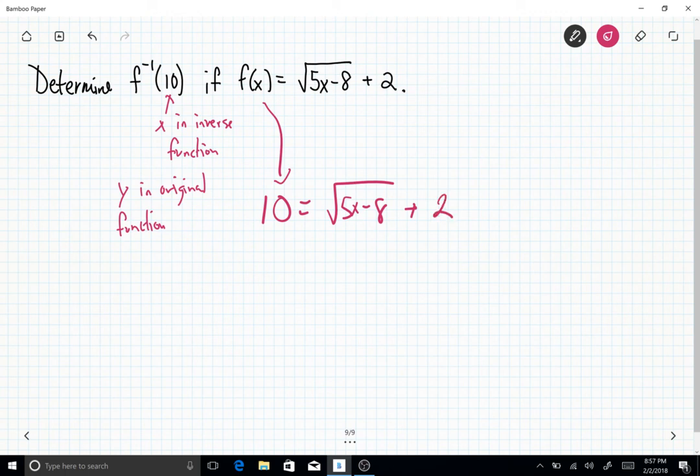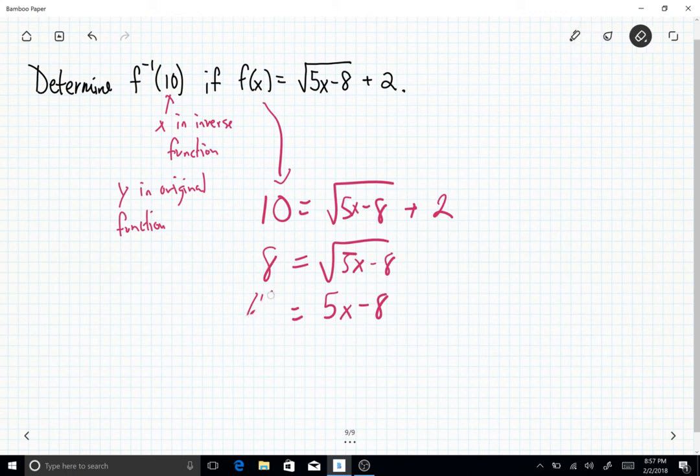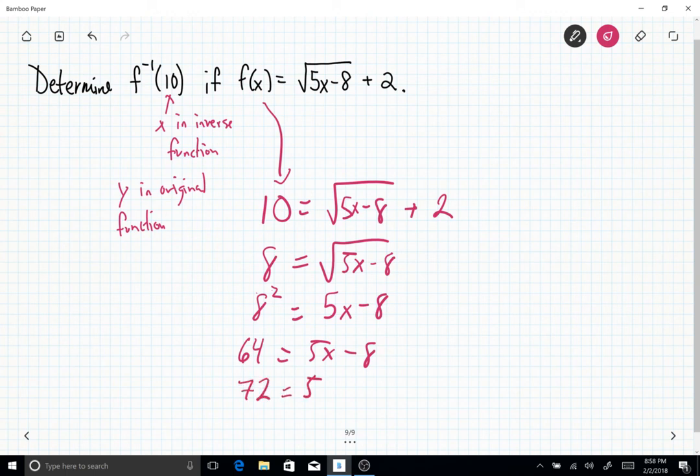So now we subtract 2 from both sides. Notice we get 8 equals the square root of 5x minus 8. Square both sides, we get 64 equals 5x minus 8. Let me write that out actually. I'll write down the 8 squared. So you get 64 equals 5x minus 8. Add 8 to both sides, you get 72 equals 5x. And notice we solved for x without even having to calculate an inverse. And that's a beautiful thing right there.